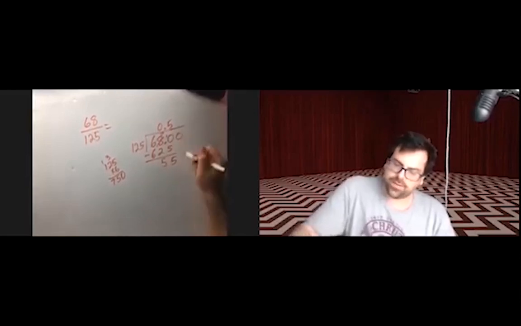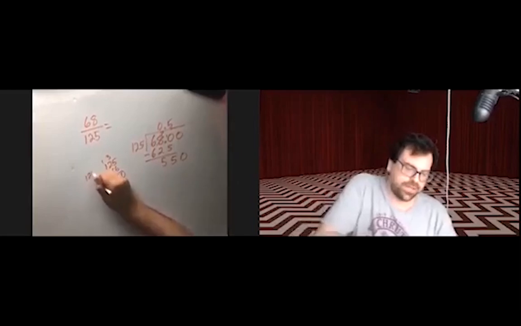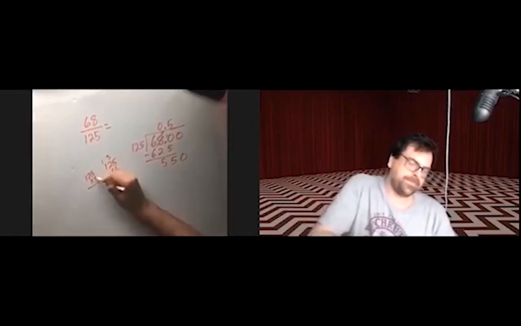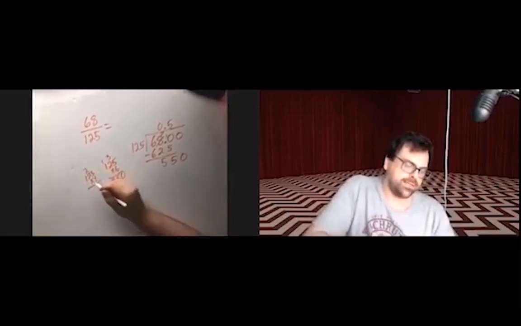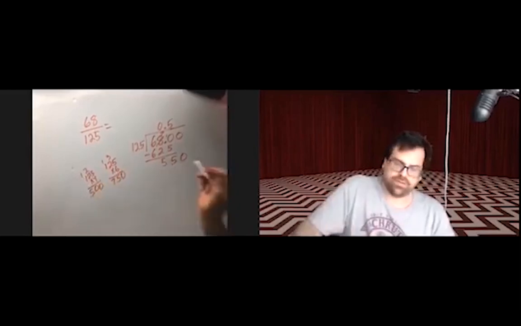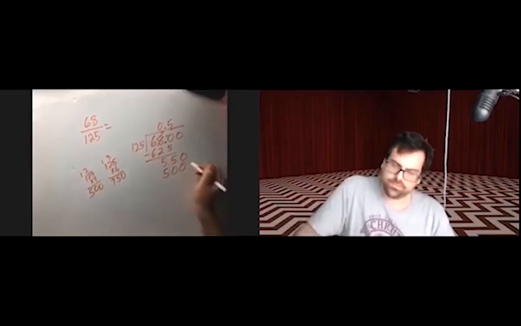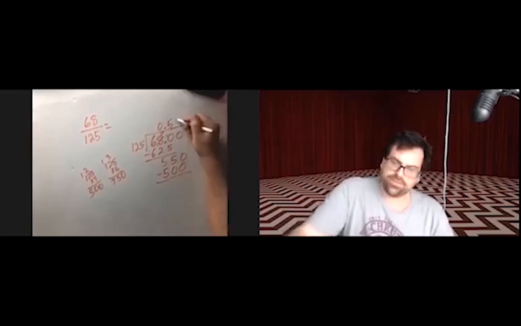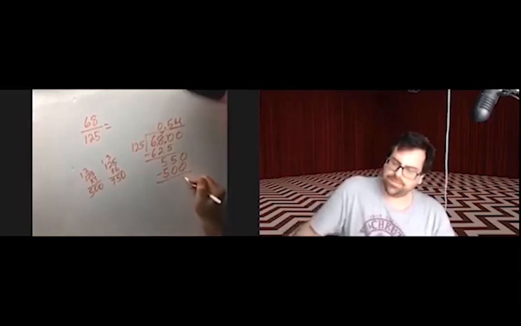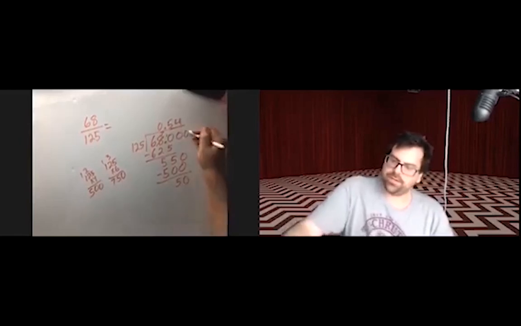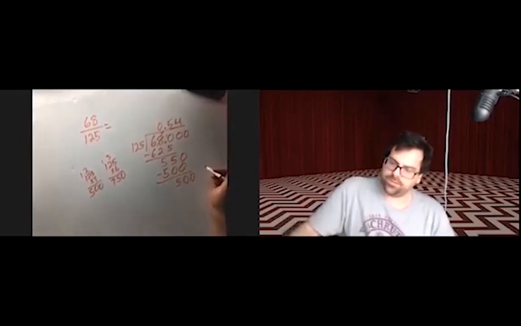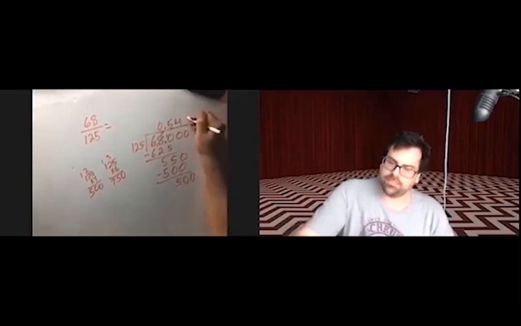55, give ourselves a 0, bring it down. 5's too much. What's 125 times 4? Carry the 2, 8, plus 2 is 10. 500. That was 4 times. Subtract, we get 50. Bring down the 0. And it terminates.